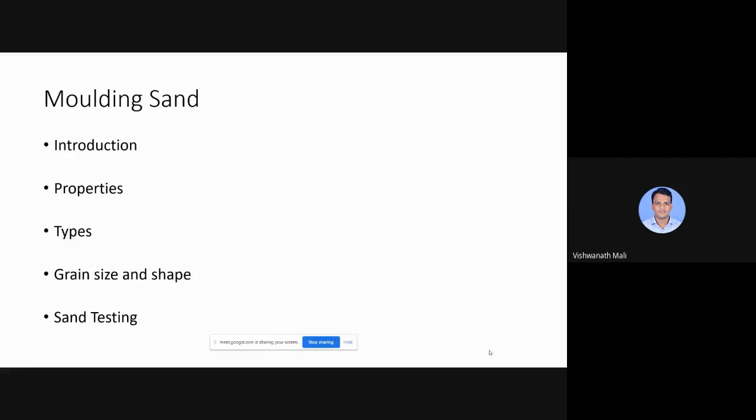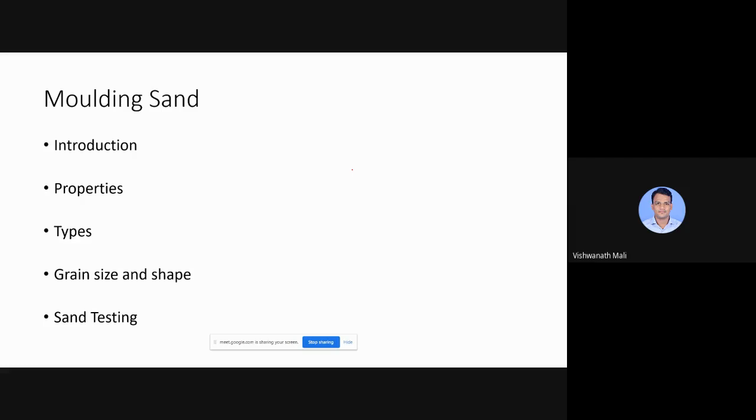What is the purpose of molding sand? To prepare the mold cavity with the help of the pattern. So these are the topics which we are going to study. The first is the introduction: what is molding sand, and from where do we get it? Second is the properties of molding sand. What desirable properties should molding sand have? That we are going to see. Some properties are refractoriness, cohesiveness, strength. Such are the properties of molding sand.